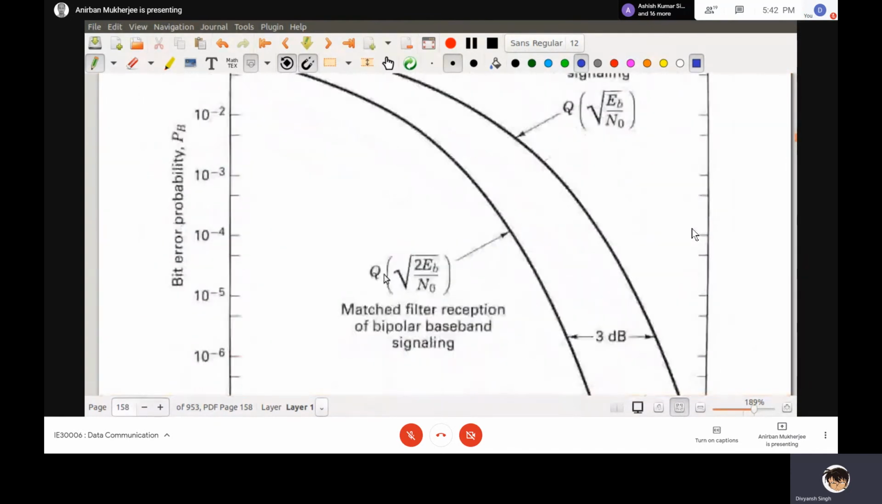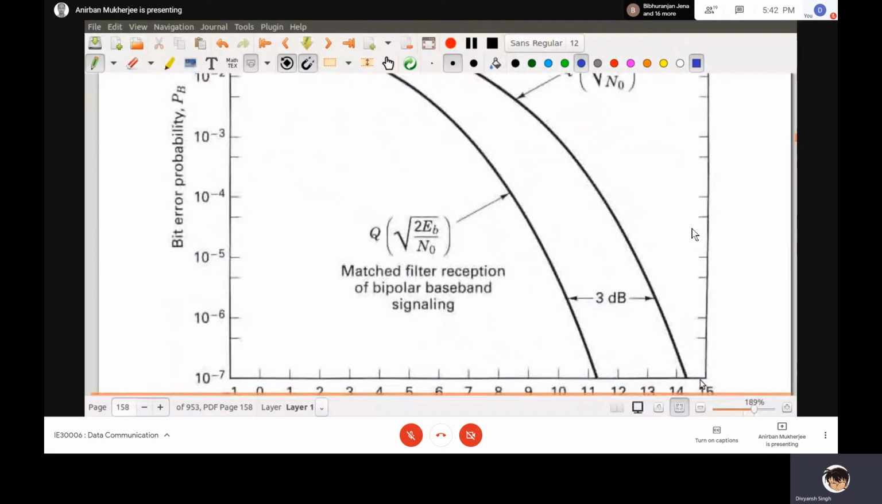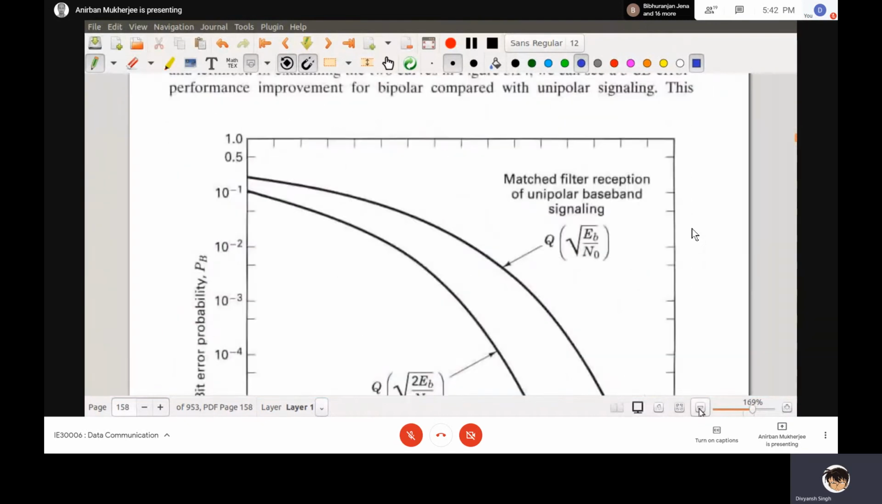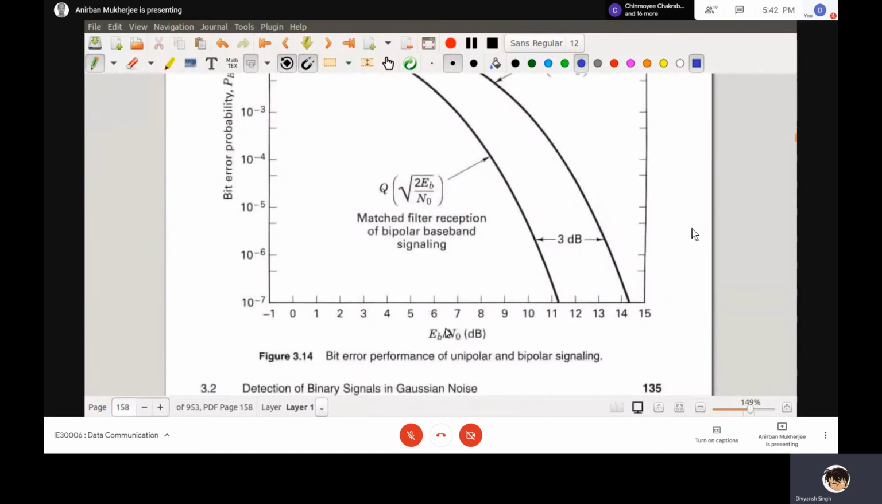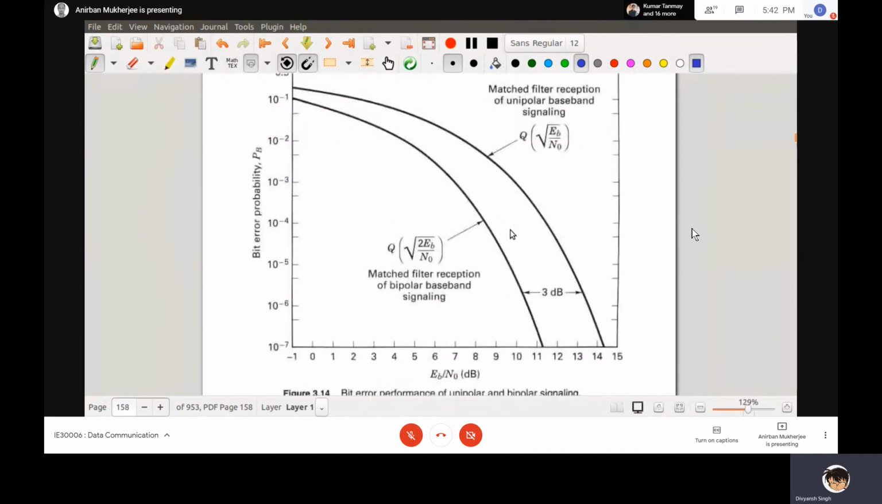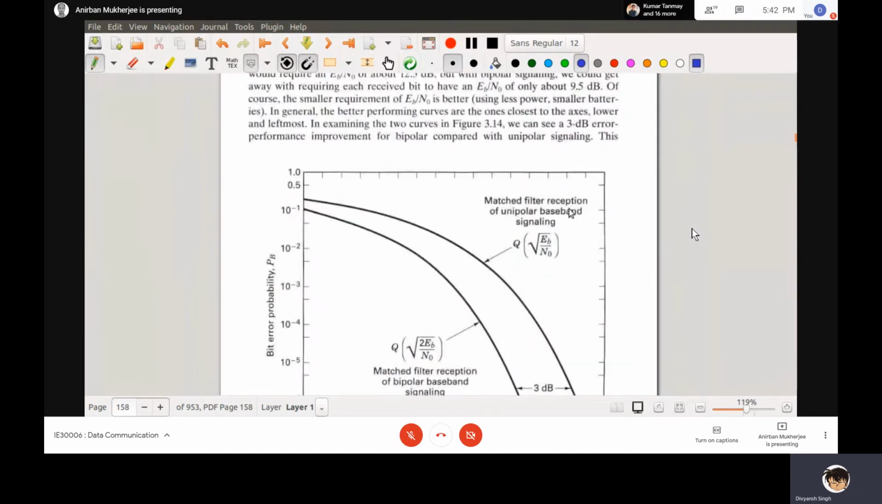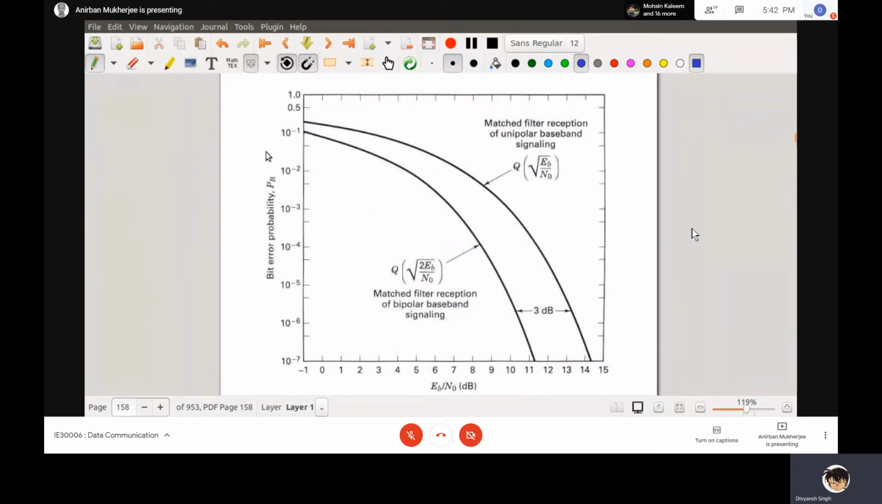Now there are 2 things. Let me zoom in. This is a very important part: the bit error probability versus normalized energy. This is the bit error probability, and this is my normalized energy. Please try to match the filter reception. In both cases it is a matched filter, but in one case it is bipolar and in the other case it is unipolar.